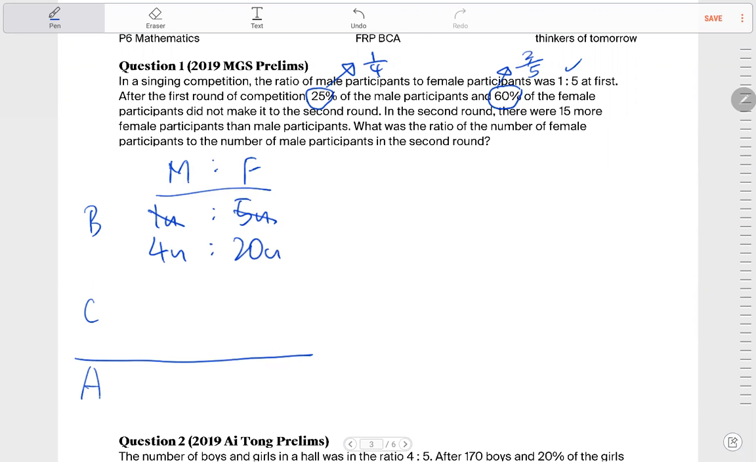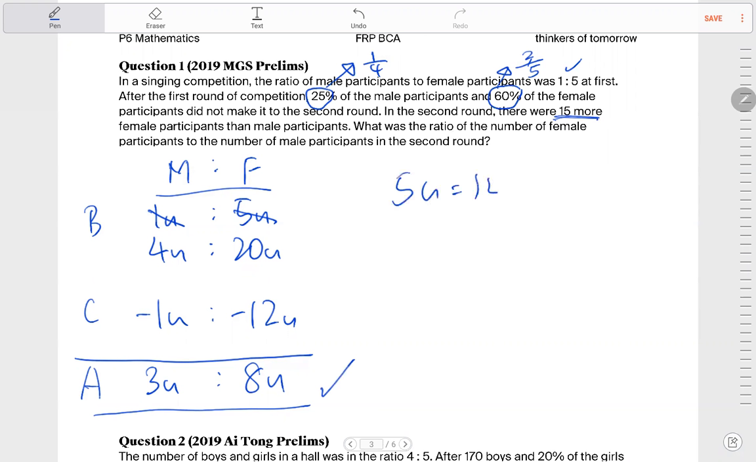And that's where you can apply 1/4 of one unit, which is -1U. I will end up with 3 units. 3/5 of 20 units would be -12 units. And I will end up with 8 units. Okay, remember early on I said the third step, proceed to solve. How do I know that you can proceed to solve? Okay, they say there were 15 more female than male participants. If you look at what I've achieved here, this will tell you that 5U equals 15.